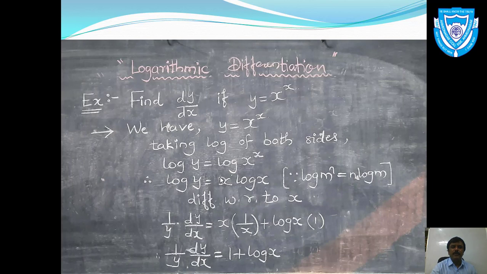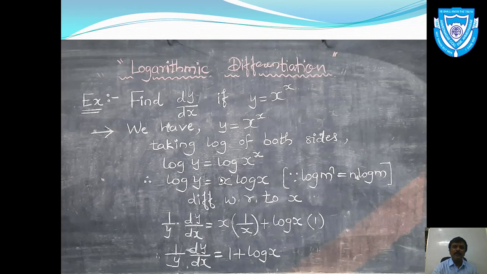Now see the particular example. We are asked to find dy upon dx, that is the derivative of y with respect to x, if y is equal to x raised to x. Now see, we are given a function y is equal to x raised to x. You can observe that on the right hand side in the power there is a variable, and whenever we see a variable in the power, at the index, we prefer this method.